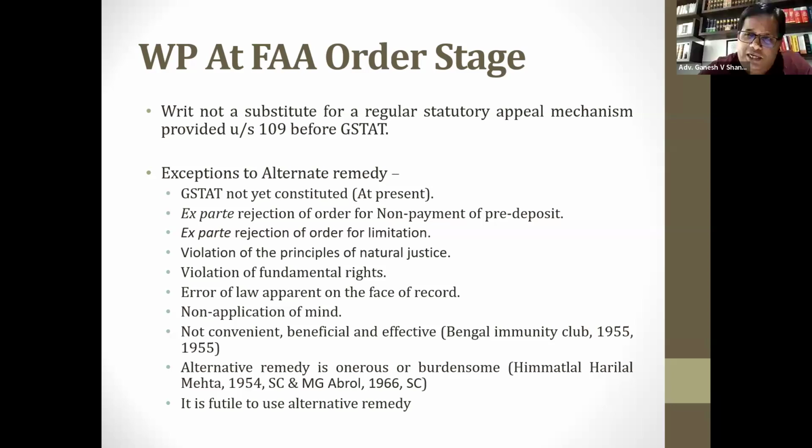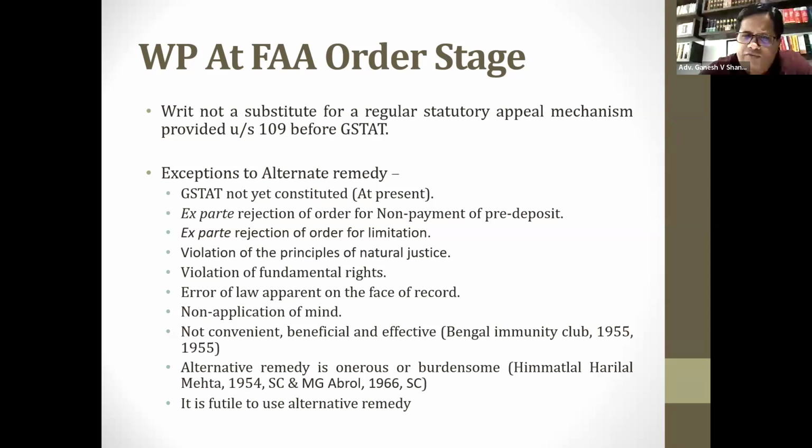Right now, a lot of High Courts are flooded with writ petitions because the GST tribunal is not formed, and there is no efficacious remedy available under the statute to challenge the first appeal order. So the first exception is GSTAT not yet constituted. This is the present case. Maybe this may not be a case in future when GSTAT is available.